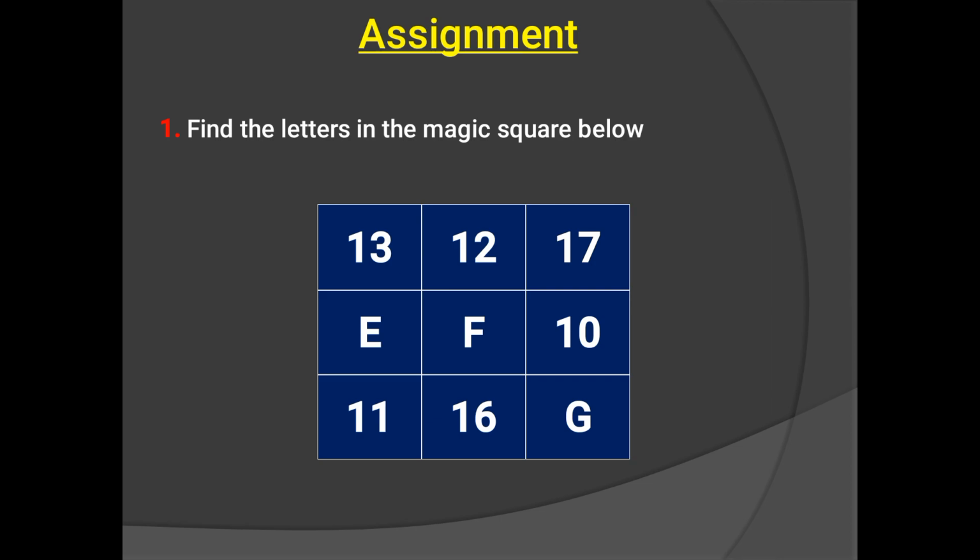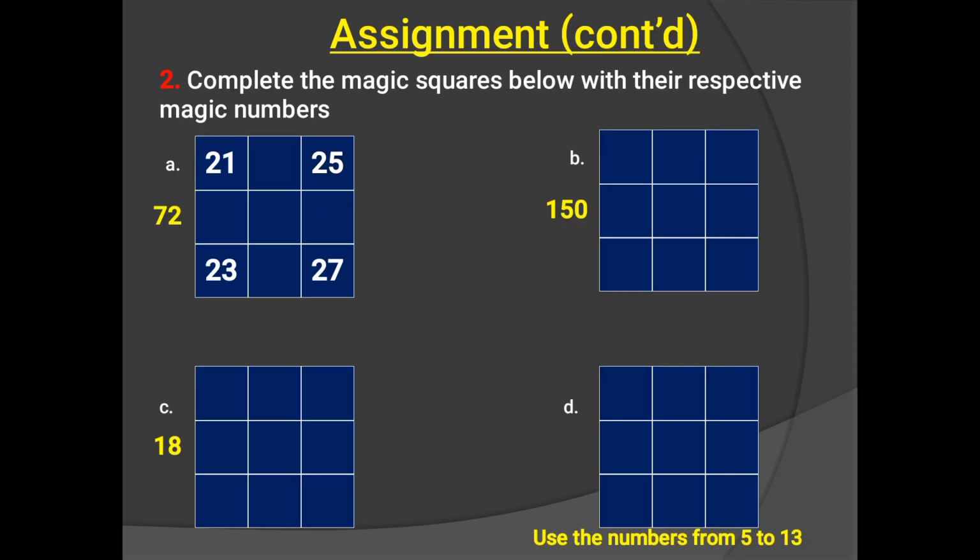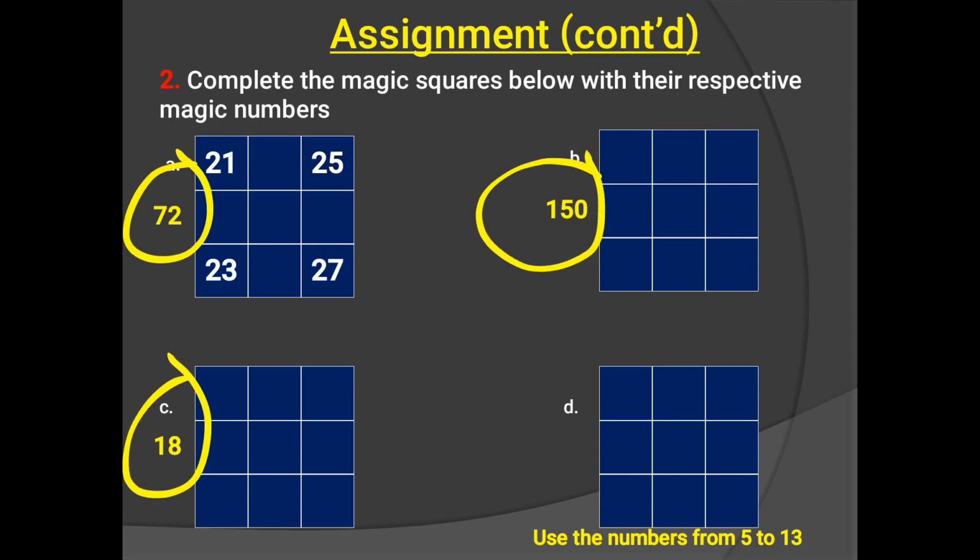So I have about 4 for you. First one is magic square. Second one is also magic square. So find the letters in the magic square below, right? Don't forget the magic number has been given indirectly by adding these ones, all right? Good. Then question 2 says complete the magic squares below with their respective magic numbers. So the magic numbers are attached to them. Okay, so just divide them by 3 and put it in the middle. So always start from the middle.